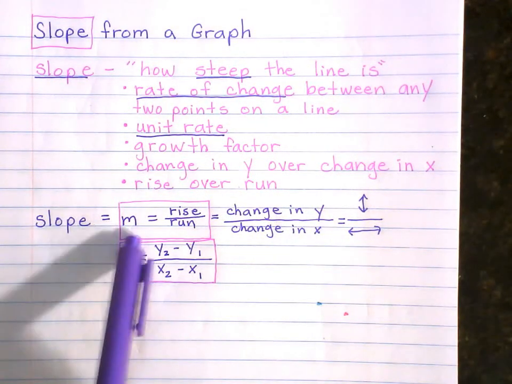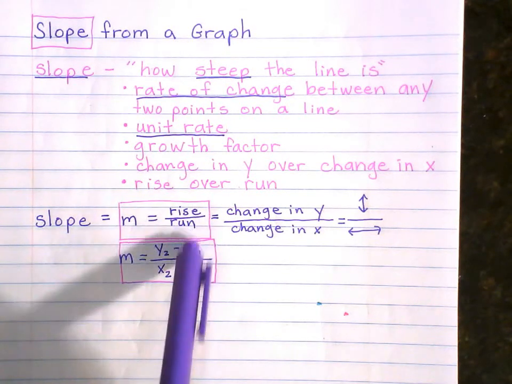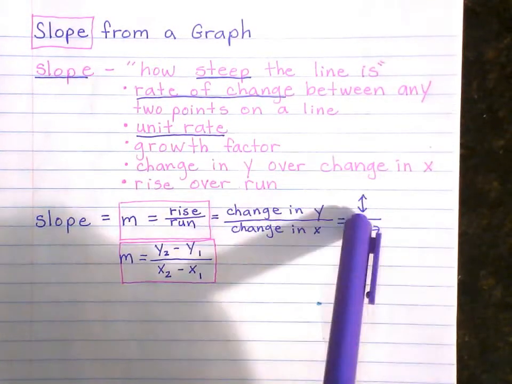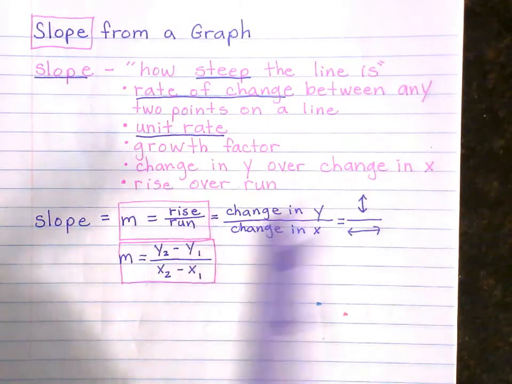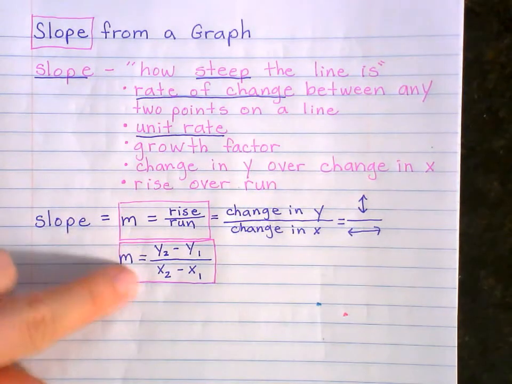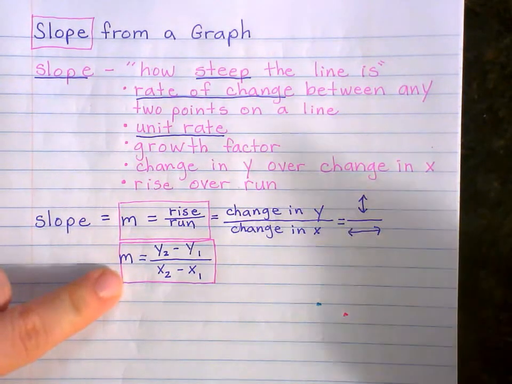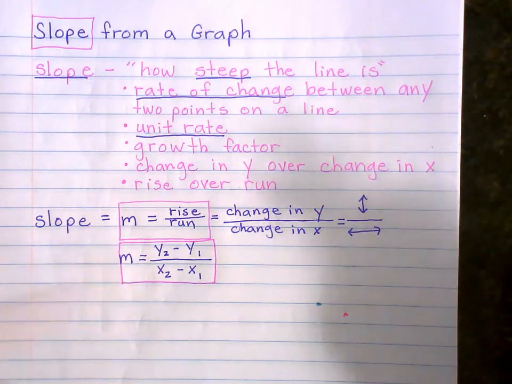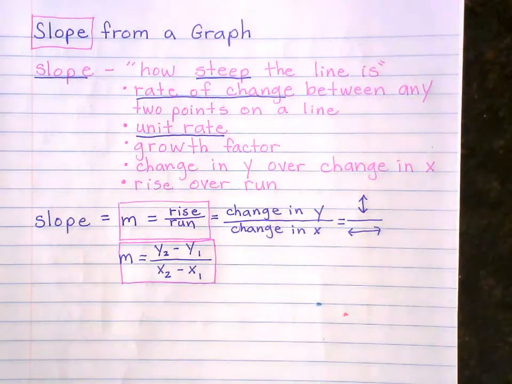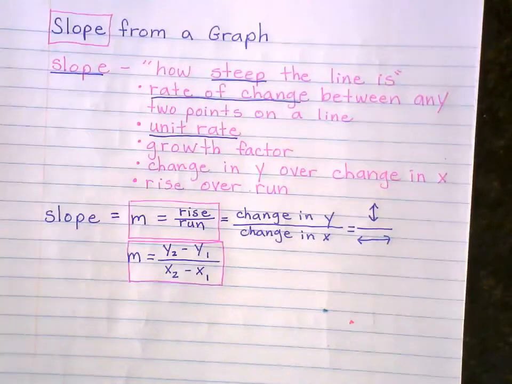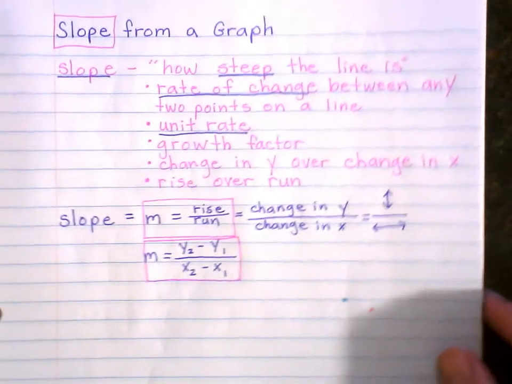So how do we find slope? Well, the variable for slope is m. It's rise over run, so how much we go up over how much we go sideways. This is the equation for it that we will get into, not in this video. Do not be overwhelmed by that equation. It's actually quite easy once you just apply it.